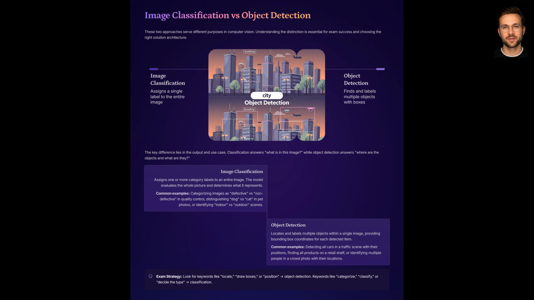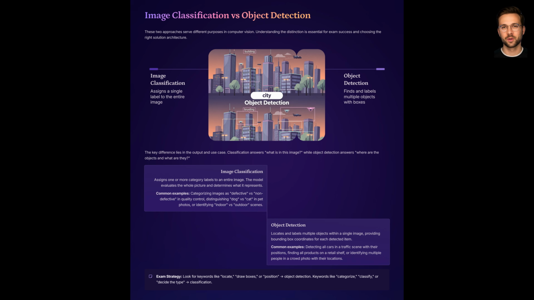With object detection, the model goes a step further and answers, where in this image are the relevant objects? What are the bounding boxes and labels for each object? For example, finding all cars in a street image and drawing boxes around them, or detecting all instances of a certain type of product on a shelf. Custom Vision supports both modes. On the exam, if a scenario mentions locate multiple objects in a single image or draw bounding boxes around items, that is a strong hint for object detection rather than simple classification.